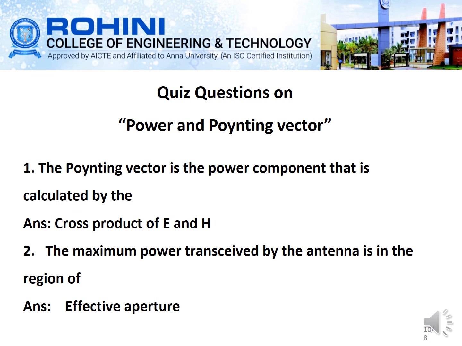The questions based on the power and the Poynting vector are: the Poynting vector is the power component that is calculated by the cross product of E and H, and the maximum power transmitted by the antenna is in the region of effective aperture.